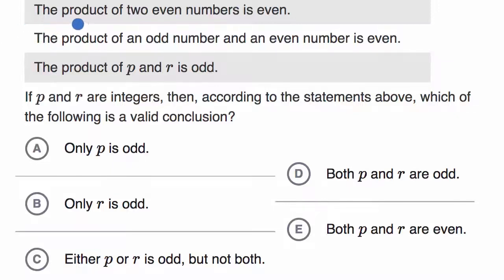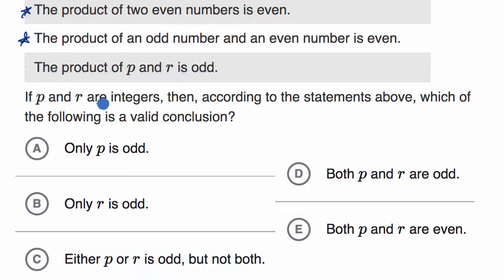We are told the product of two even numbers is even, and that is true for any two even numbers. The product of an odd number and an even number is even. That is also true for any two numbers, two integers. The product of p and r is odd.